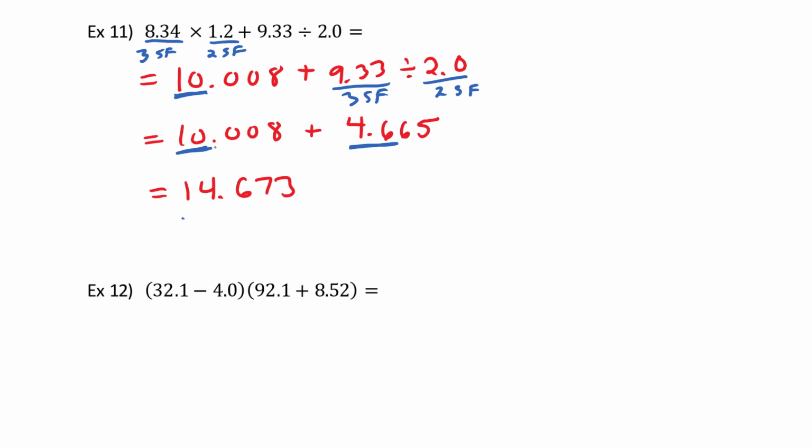Now I'm adding them. Here, this is 1 decimal place. Here, this is no decimal places, or to the nearest ones column. So I'm rounding to the nearest ones. I'm rounding off at the 4. This rounds off as 15.